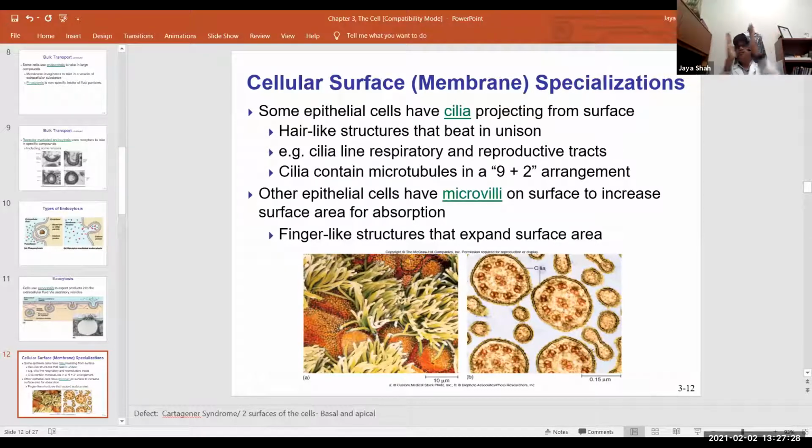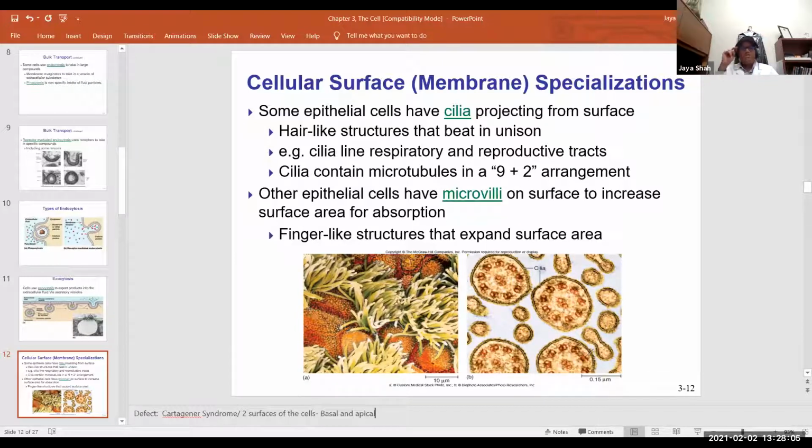Like if this is the cell, and let's say this is the cell from my mouth, this is the apical surface, and the one which is inside is the basal surface. And if these are two cells, then the surface which is attached to each other is the basolateral surface. But here we're going to talk about the surface of the cells which extends towards the lumen, called the apical surface. And the surface which is attached to the connective tissue inside is the basal surface.